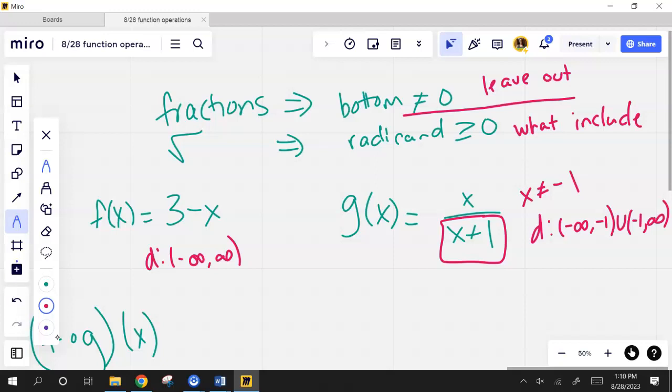It can be anything in the world except -1. Just for g, x plus 1 can't be 0. So that would mean that x can't be -1. Right. That's what this is saying. Right, because it doesn't include it. This statement says x can be anything in the world except -1.